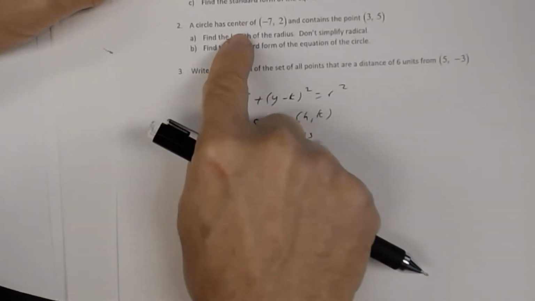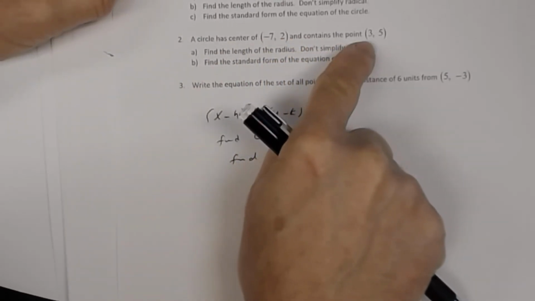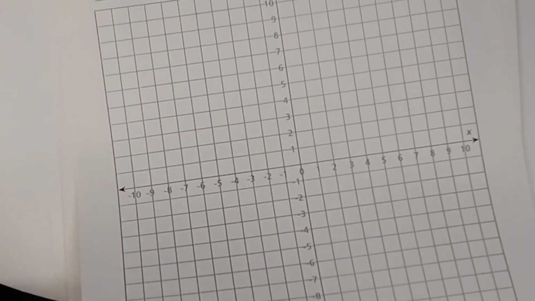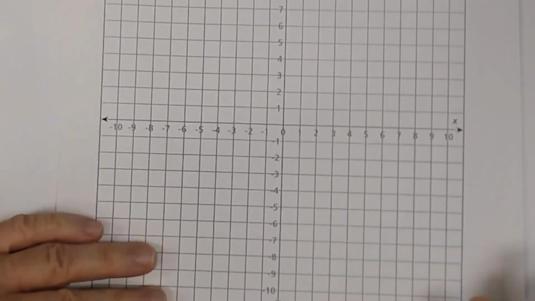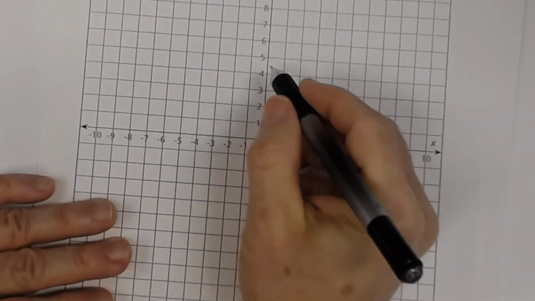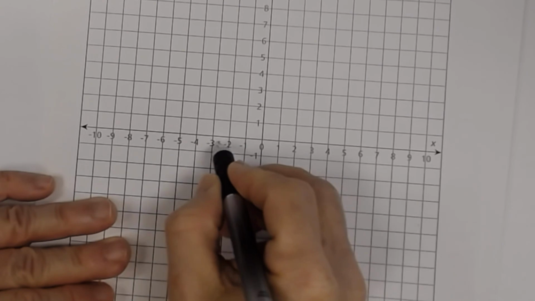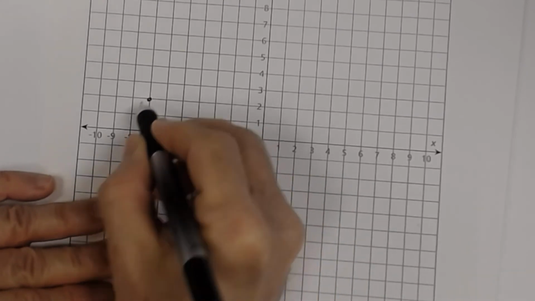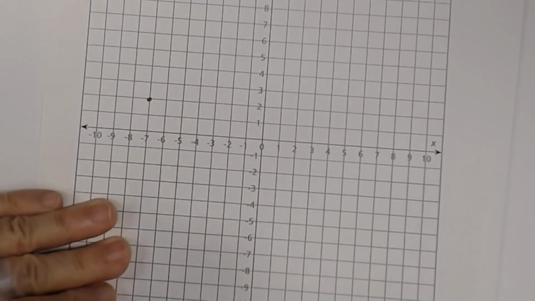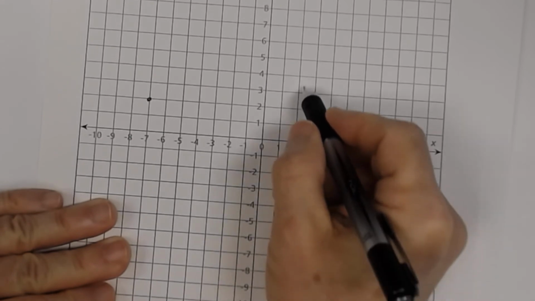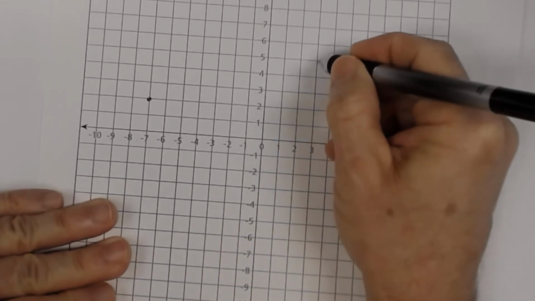Number 2, you're told that you're given a center, and it contains this point. In other words, if you look at the graph, this is basically what you're told. Sometimes looking at a picture helps you to understand what you need to do. So you're told the center is negative 7, 2. So negative 7, 2 is here. So there's the center. And it contains a point 3, 5, which is here.